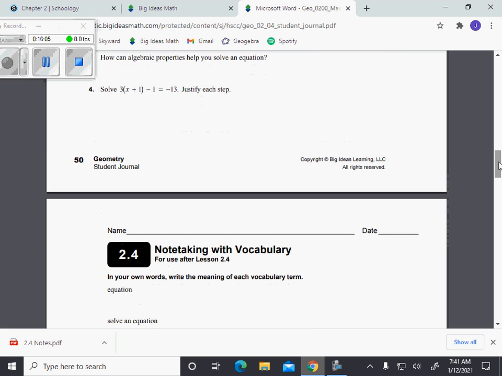I'm actually going to go to number 4 here, because now we're actually using real numbers. 3 times x plus 1. So what are we going to do first if we solve for this? We distribute, right? So we'd have 3x plus 3 minus 1 equals negative 13. Distributive property.